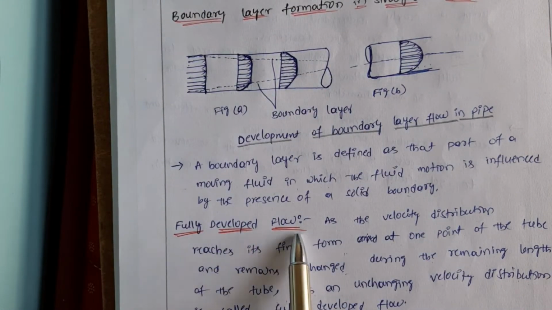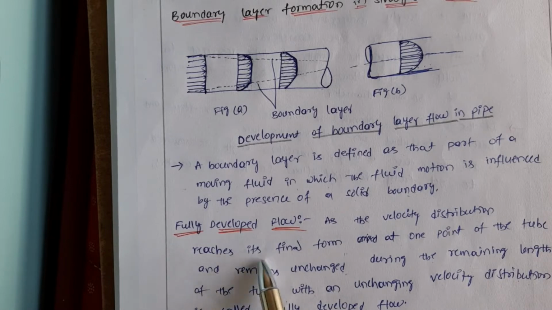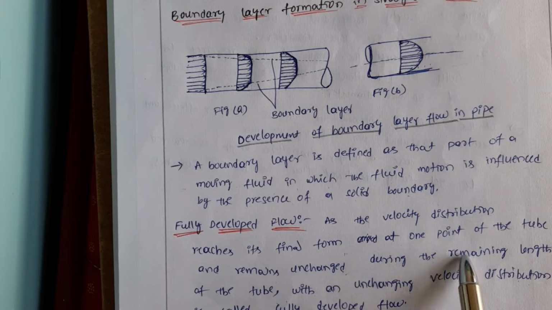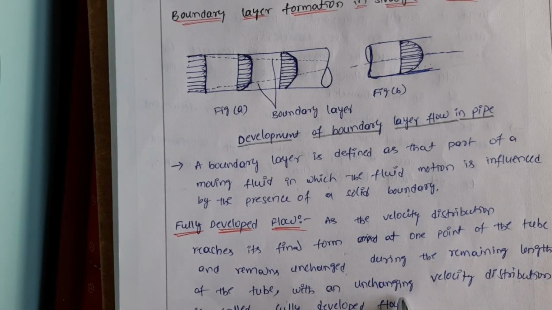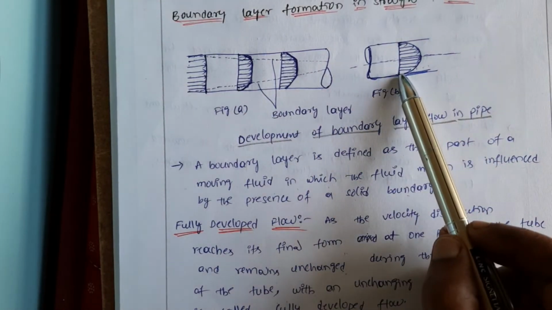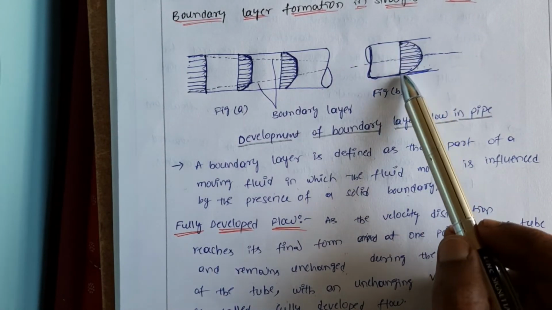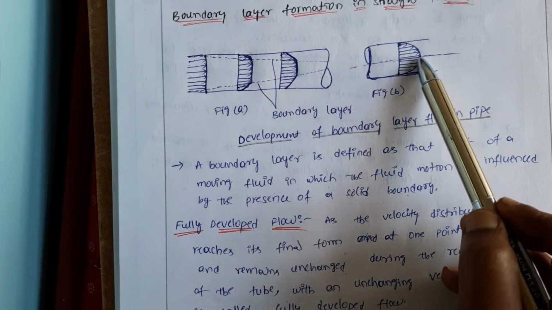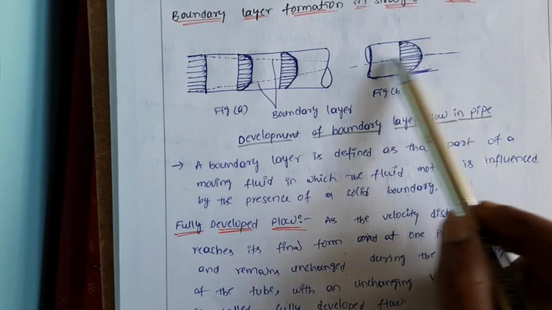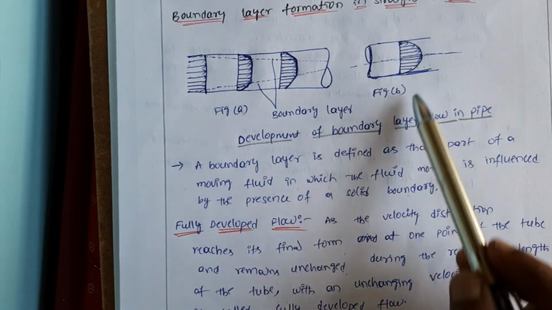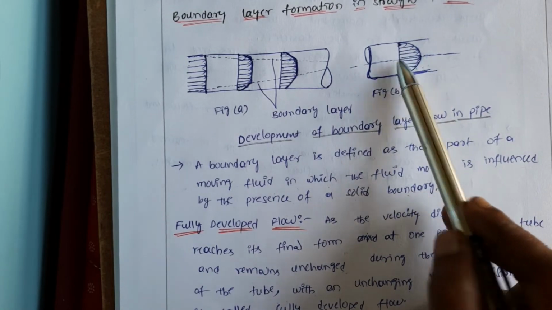So what is fully developed flow? When the velocity distribution reaches its final form at one point of the tube and remains unchanged during the remaining length of the tube, a flow with an unchanging velocity distribution is called a fully developed flow. If you reach this point of the tube, the velocity is at its final form, completely distributed from this end to the center. Since it is symmetric about the axis, the same velocity profile will be followed on this side and this side, right? So this is the fully developed flow.